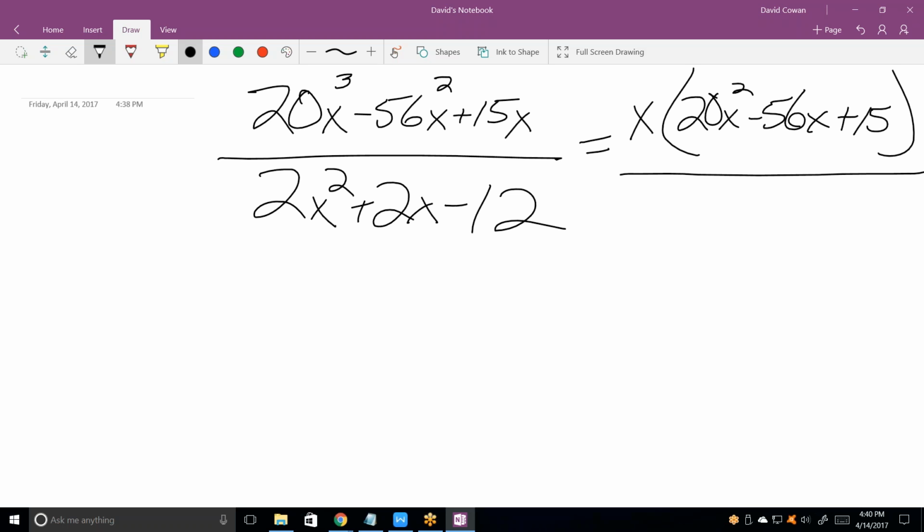About the bottom, is there a greatest common factor in the bottom? 2. Good. Always take the greatest common factor out because that means whatever's left is more easily factored. Okay. Now, rather than attempt to factor the top, which probably can be factored, but it's a very difficult quadratic to factor.